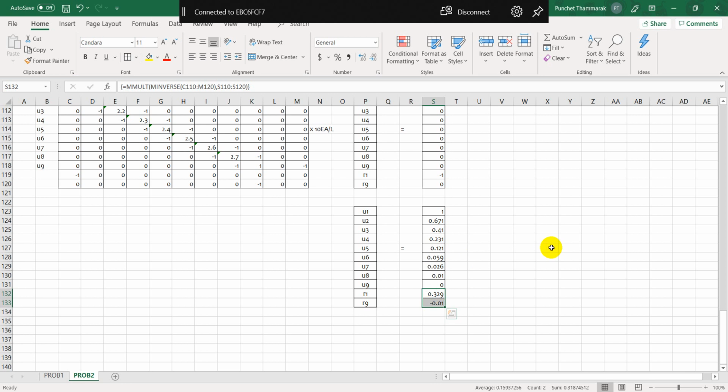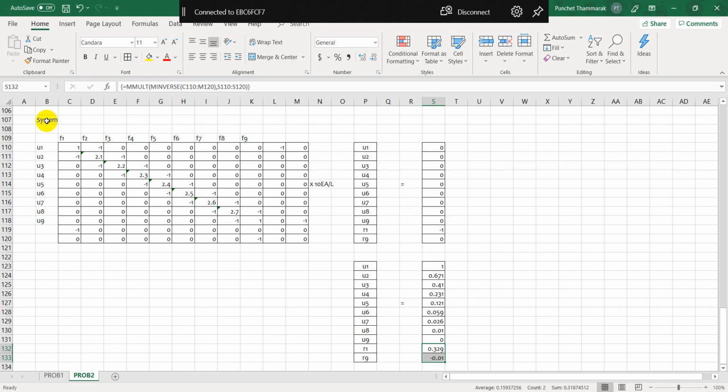So first you need the 0.329 AE over L at the DOF1, and the resisting force is minus 0.01. The remaining force is taken care by the spring. So you don't see these two balance because it was taken by spring.